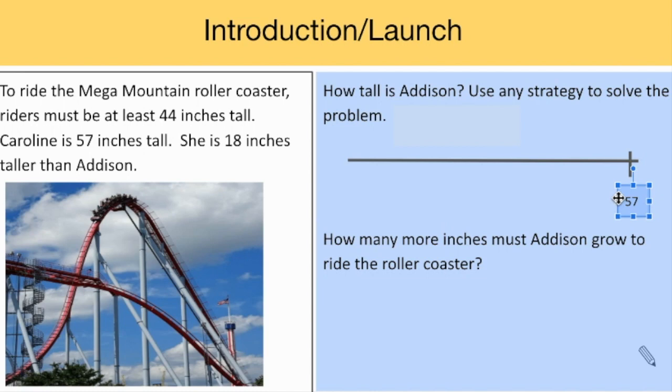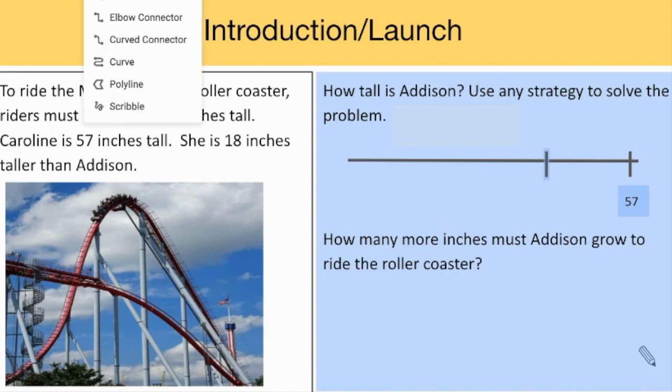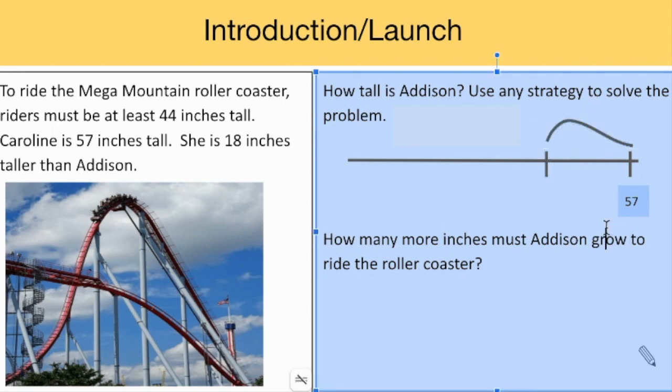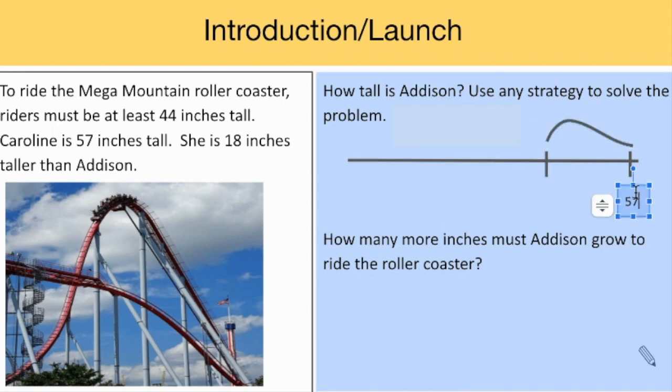Now, in order to figure out Addison's height, we are going to have to count back 18 inches. I am not going to draw 18 little lines, but what I can do is make one big jump backwards of 10. And I'm just going to show you with my scribble. I'm going to make a jump backwards of 10. And that means 57 minus 10, I'm going to land on the number 47.